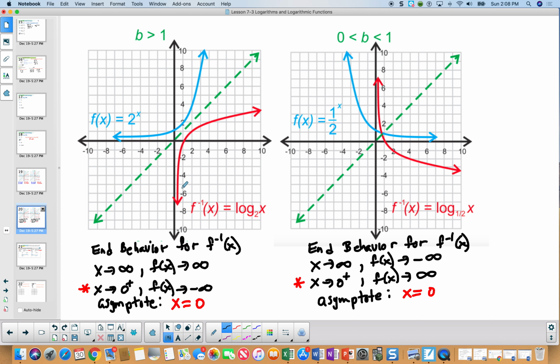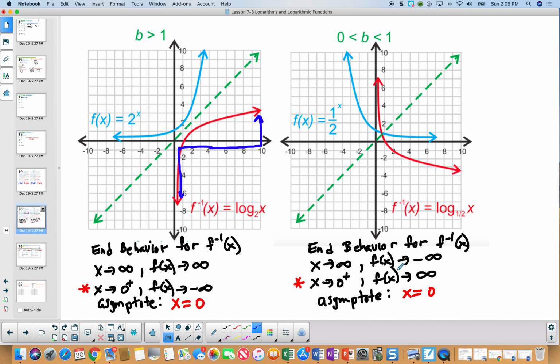For this log function, where the base is greater than 1, as x goes to infinity, y goes to infinity. As x goes to 0, remember we can't go to negative infinity, the best we can do is go close to 0, and then you can see it goes to negative infinity. As we get closer and closer to 0, we go to negative infinity. This creates what we call a vertical asymptote, which is x is equal to 0. So instead of the asymptote being the x-axis, it's now the y-axis.